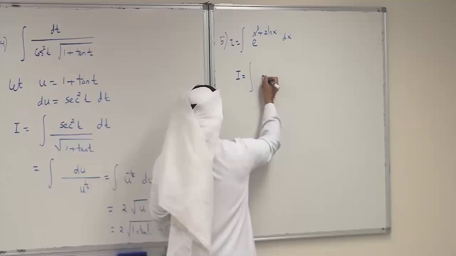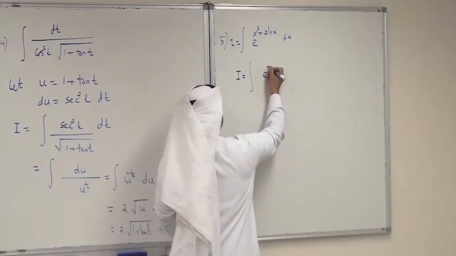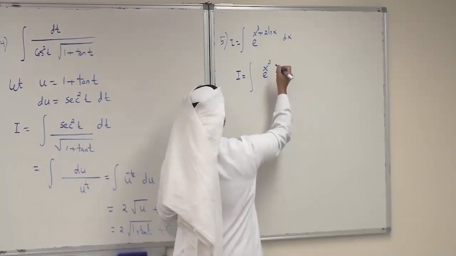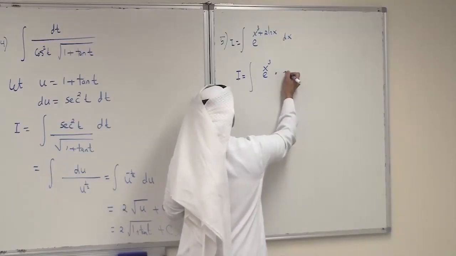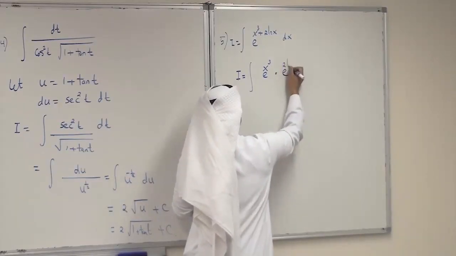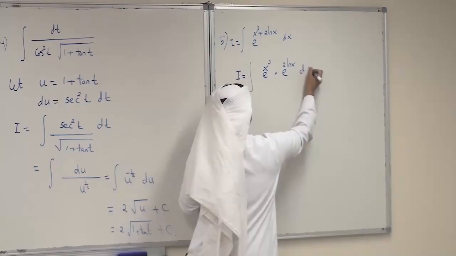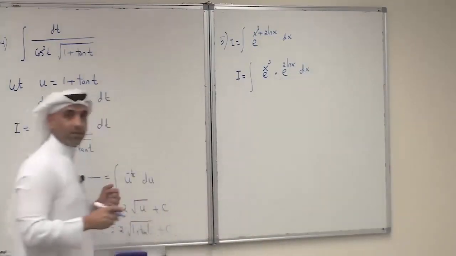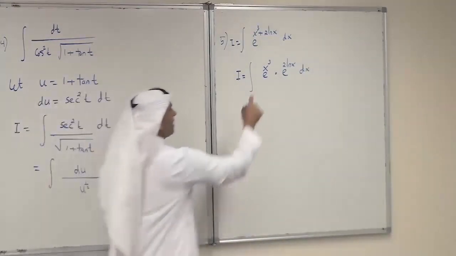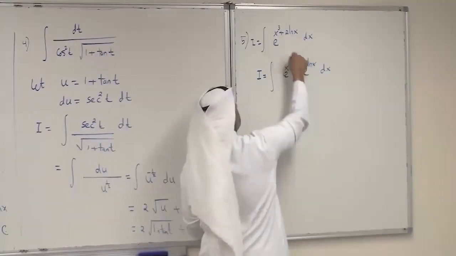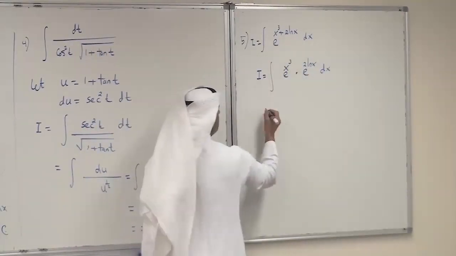So what do we have here? I can rewrite this one as e to the power x cubed multiplied by e to the power 2 ln of x, dx. I'm using the properties of the exponentials. If you multiply here, you need to add exponents. So you go back to the original shape we have. Good.